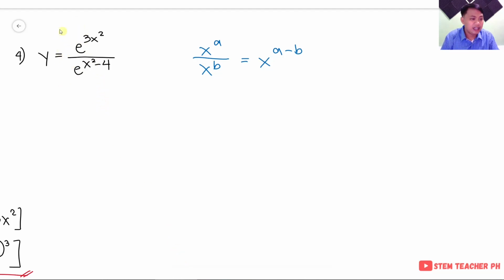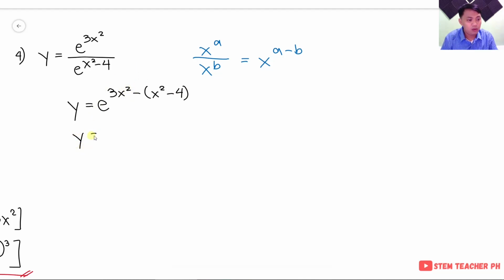Ganun yung gagawin natin sa kanya. Rewriting, tong terms na nandito, usod ko lang para hindi tumama doon. So you have y is equal to e. They share the same base. Tapos kuhanin yung nasa numerator, that is 3x squared, minus yung exponent ng e na nasa denominator. So this is minus, wag kalimutan si grouping symbol kasi nagsusubtract tayo sa buo, minus x squared minus 4. Then we perform the operation first.